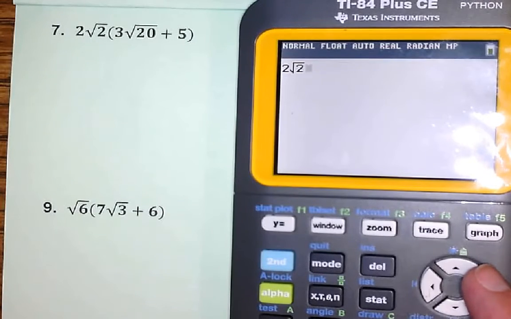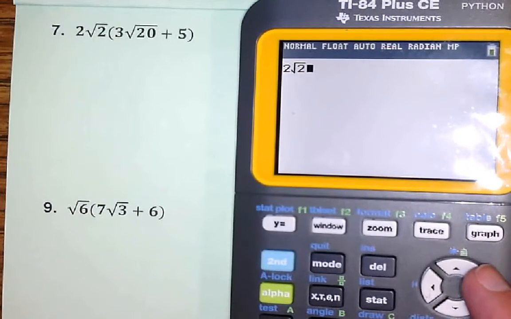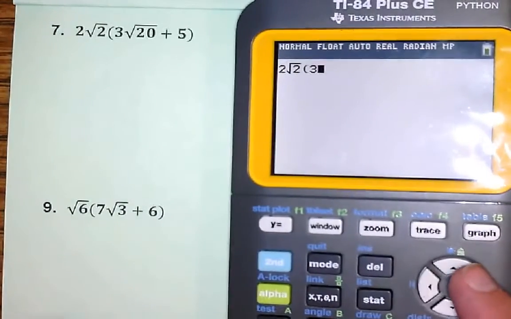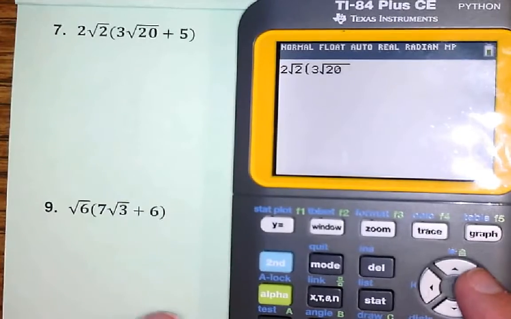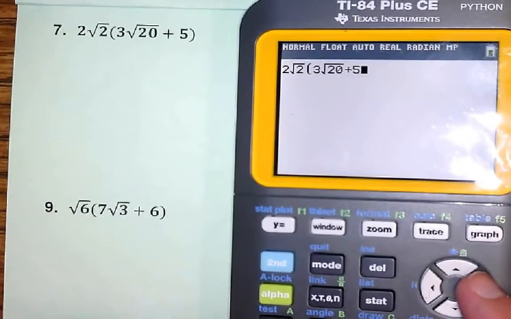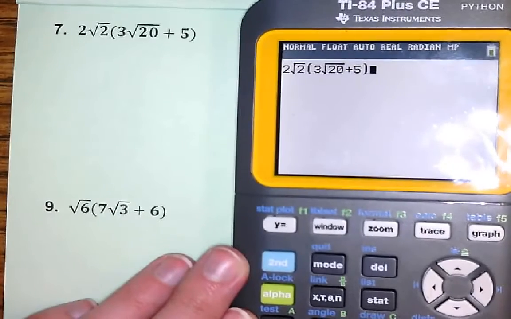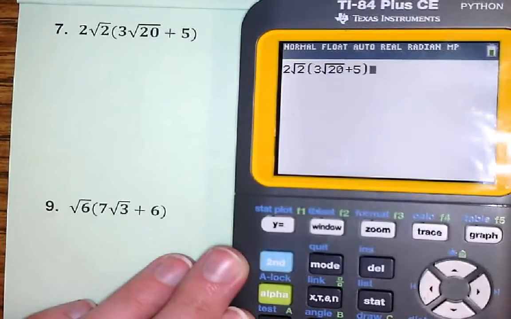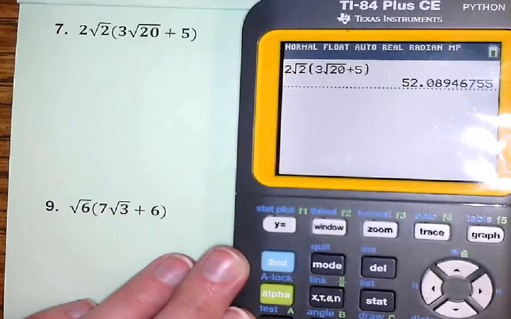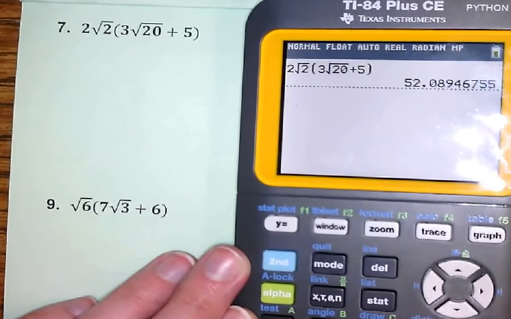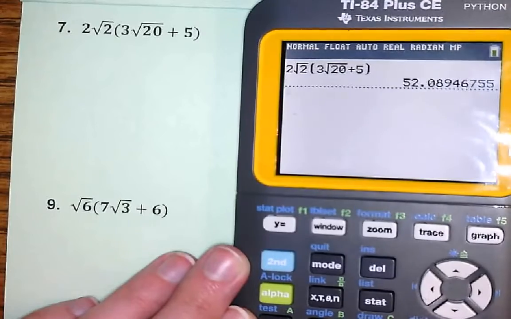So that would be 3 square root of 20, and then you have to get out of it and hit plus 5. Guys, please practice typing that in so you make sure you don't type in the wrong stuff. You should get 52.089. If you don't get that exact same decimal, that means you did something wrong. Do y'all feel good about typing that in? We want to make sure we have the format correctly.